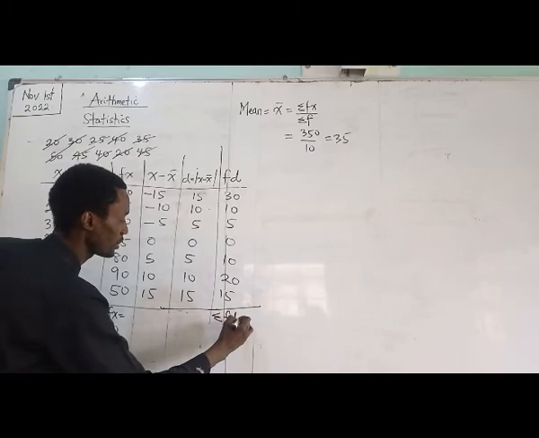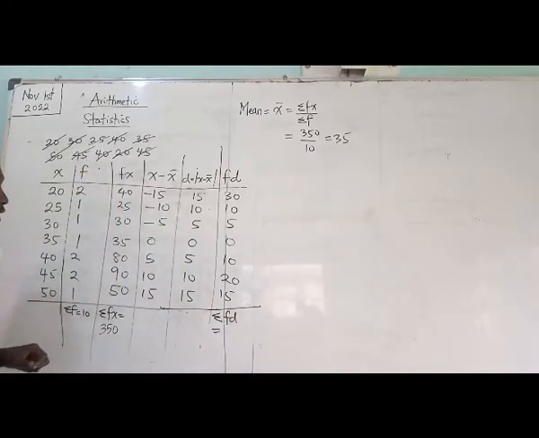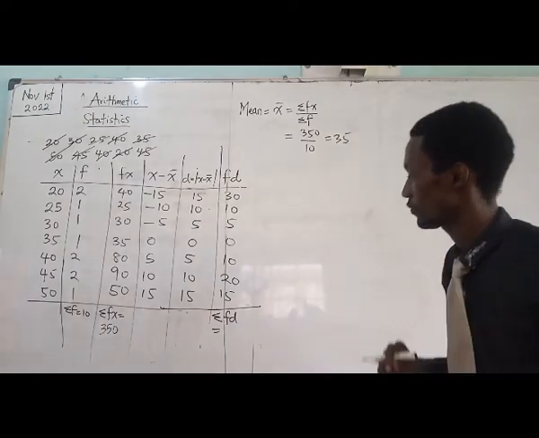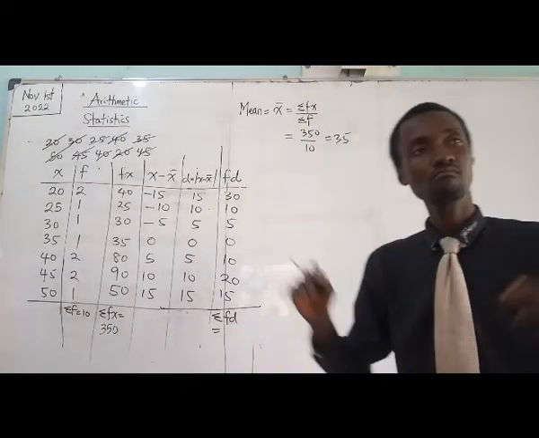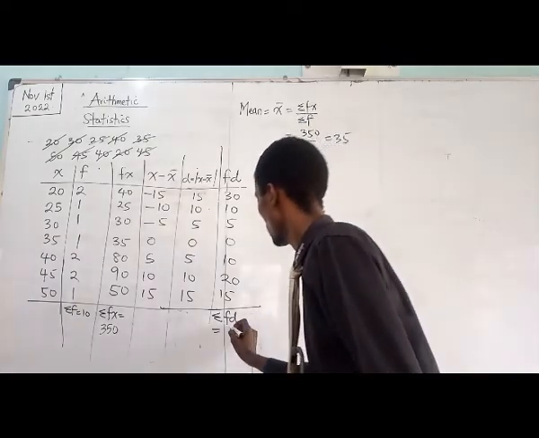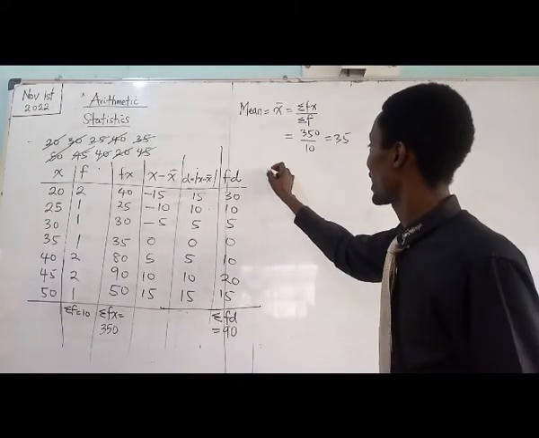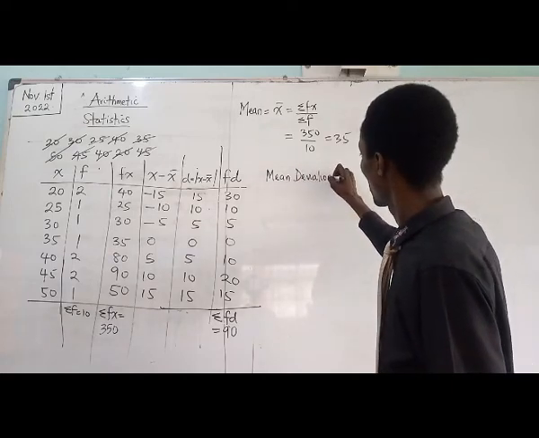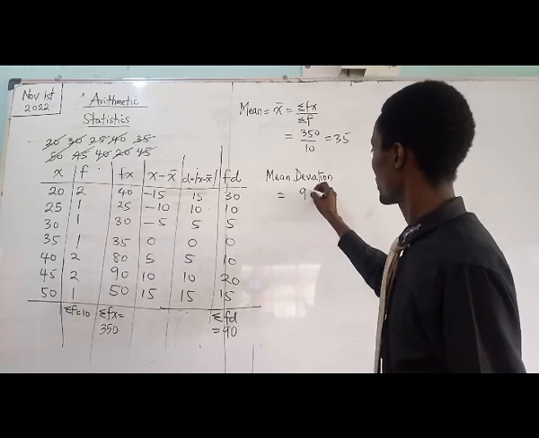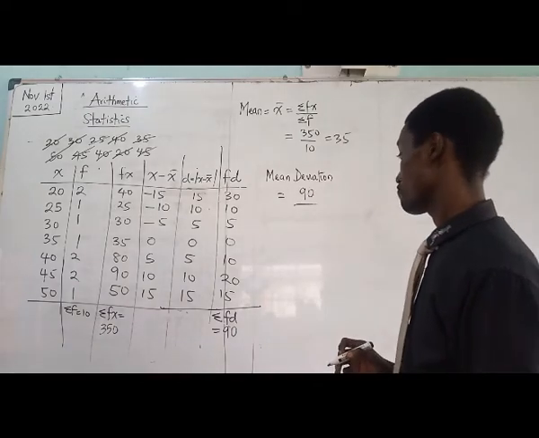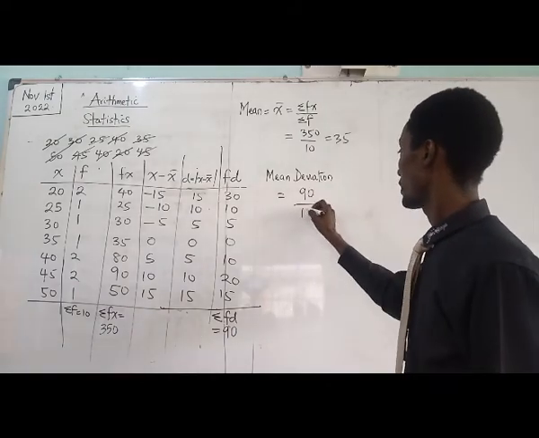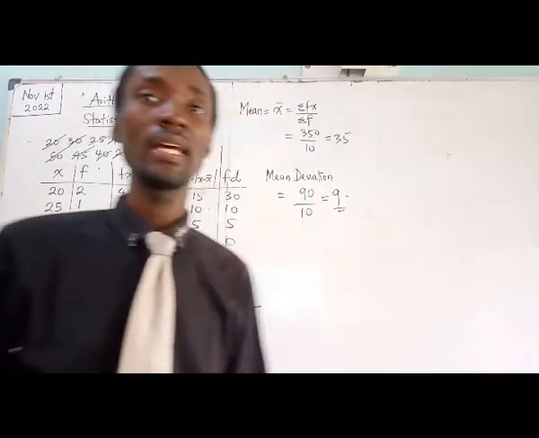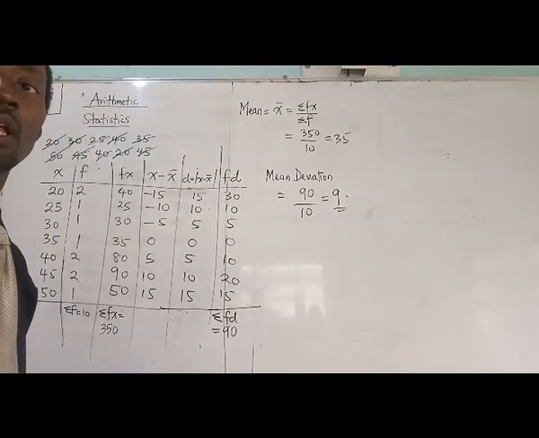Summation FD. What does that give you? Could somebody do that? 20, 40, 60, 90. You're correct. So it would mean that the mean deviation will be equal to 90 divided by 10. And that answer becomes 9. So the mean deviation becomes 9 for that question.